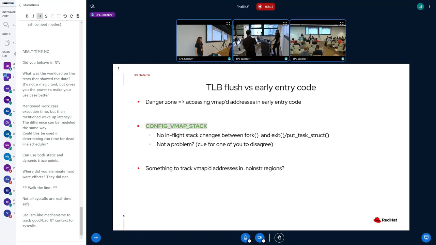So every time you look at something that got remapped or unmapped, check to see if that came from a no-instrument or instrument function. That might be able to tell you. Mm. Yeah, I could do something with tracing on that.